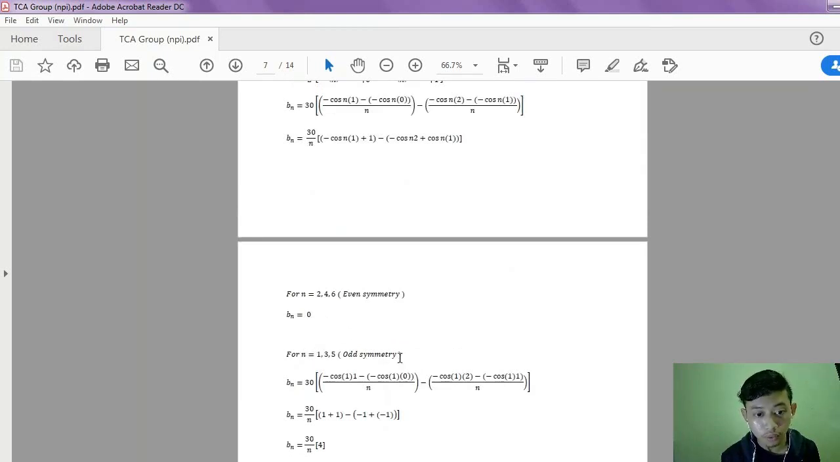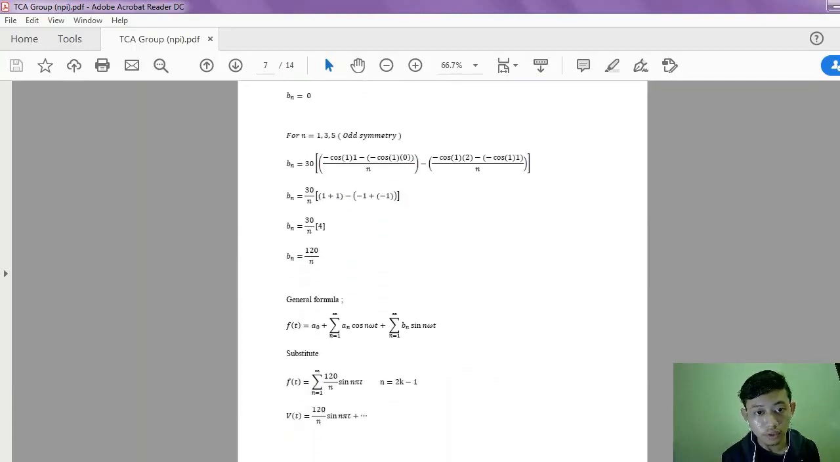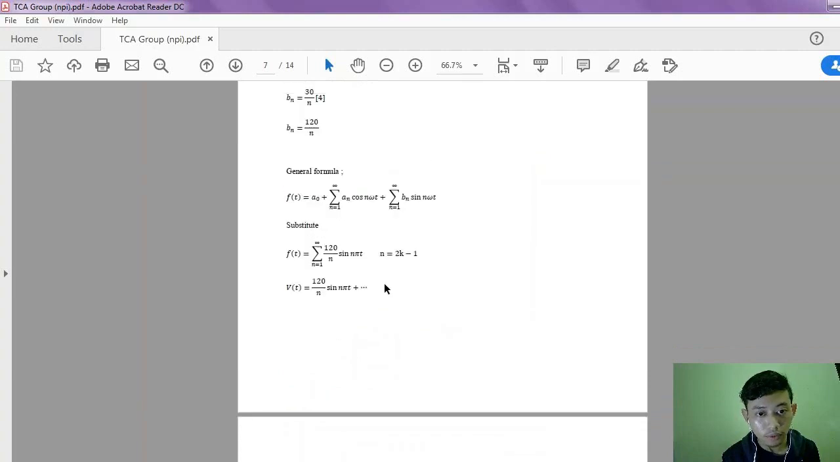After we insert n equal to 1, 3, and 5, we get the value. Actually, we just choose n equal to 1. We replace n with 1, and we get BN equal to 120 over n. Actually, you don't need to replace the denominator n with 1, because we can simply factorize it out and keep it in this form. This is the general formula for the square wave.